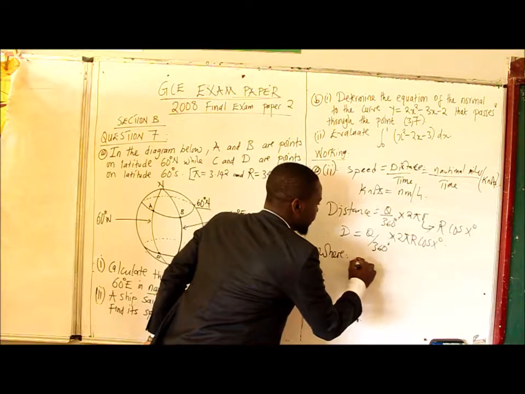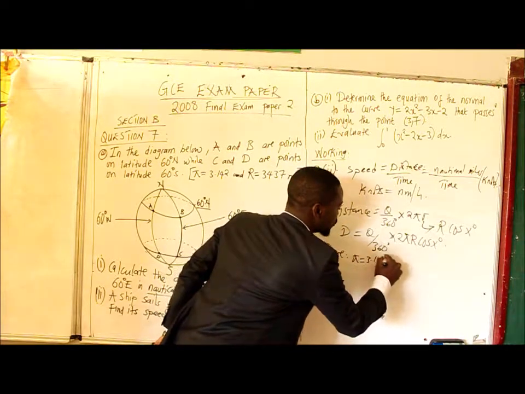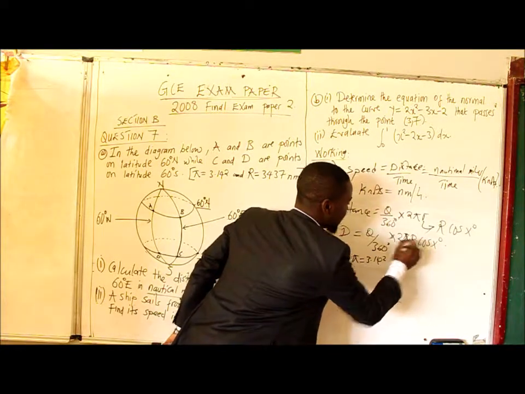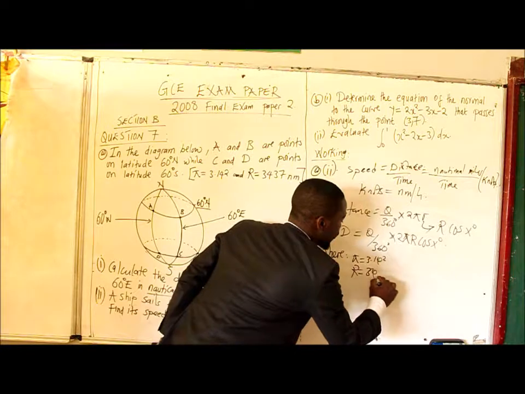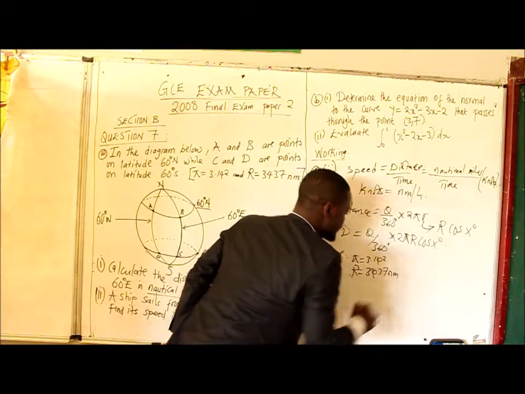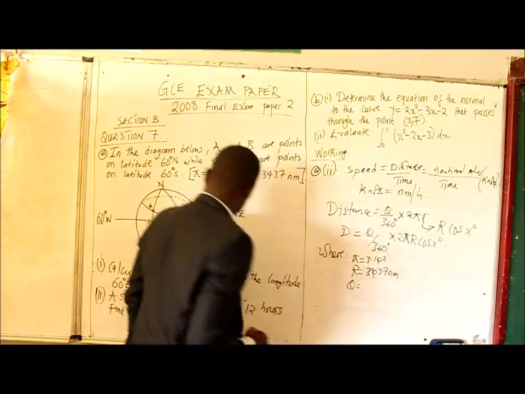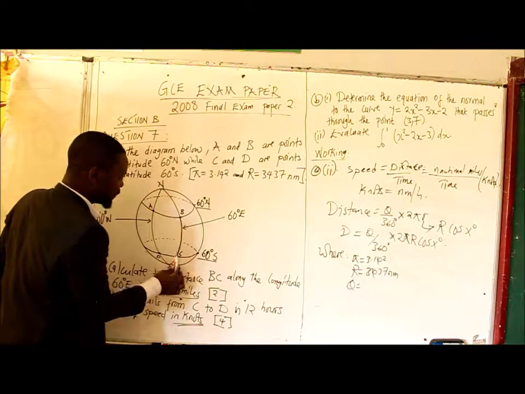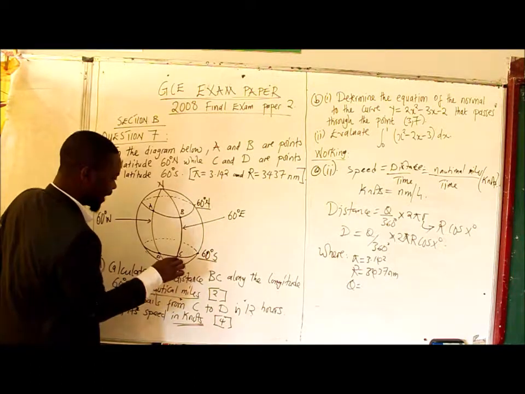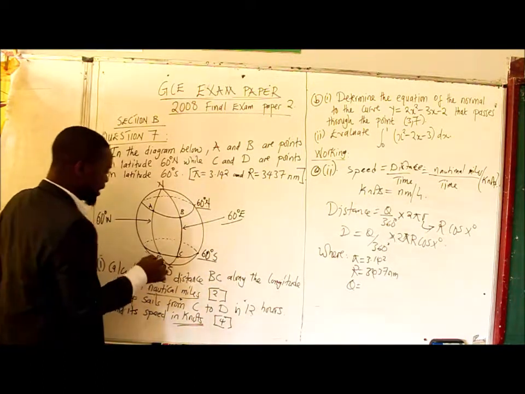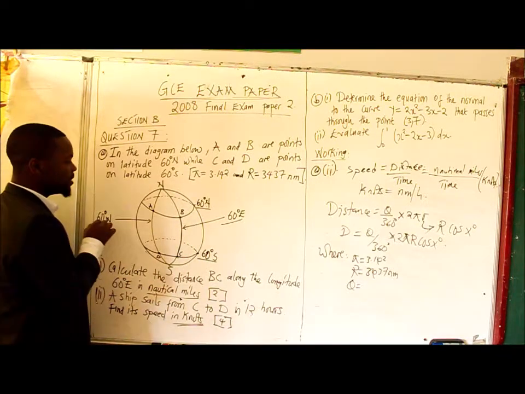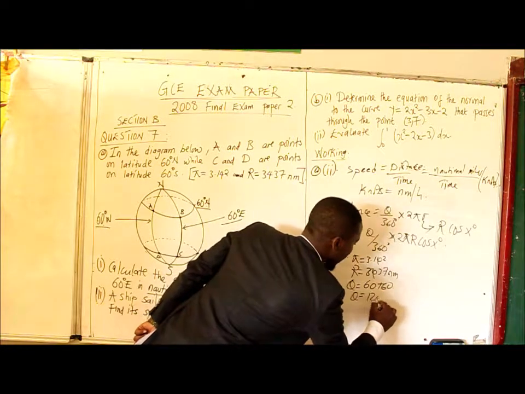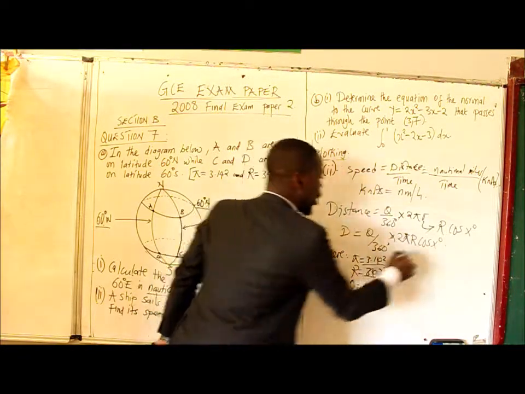Where pi is 3.142, and r is 3437 nautical miles. Since we are calculating the distance along the latitude, theta is the difference in the longitude. C is on 60 degrees east, D is on 60 degrees west, therefore we add them. So 60 plus 60, theta is 120 degrees. Now what about x?